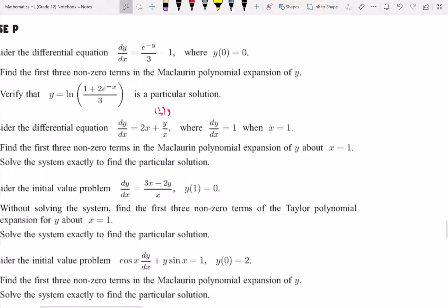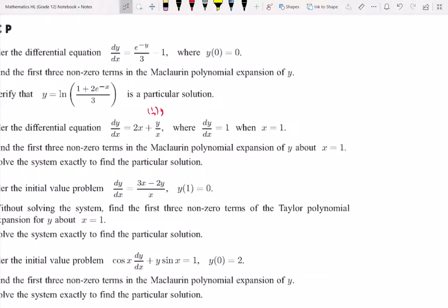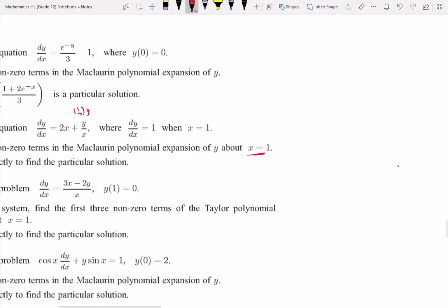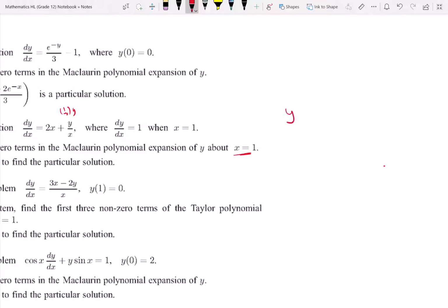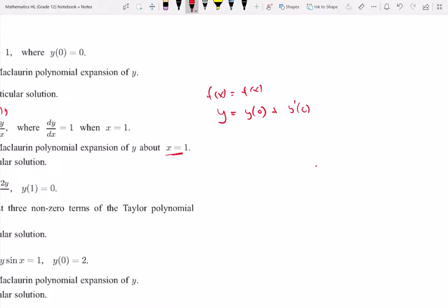Part A is asking us to write the first non-zero terms in the Maclaurin polynomial expansion about x equals 1. So remember, the Maclaurin polynomial is basically going to be, I can define y as y of 0 plus y prime of 0 over 1 factorial times x plus y double prime over 2 factorial times x squared, and so on, right? Usually this is like f of x, so you might see f of x equals f of 0. It's the same as y. So basically I need to find the derivatives.